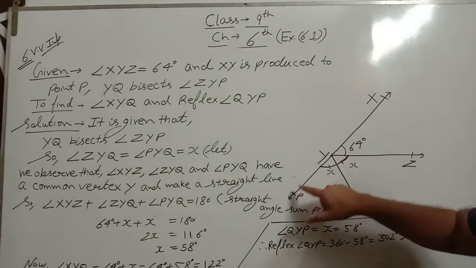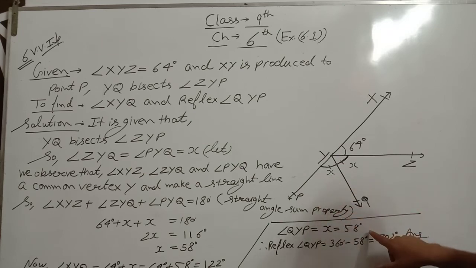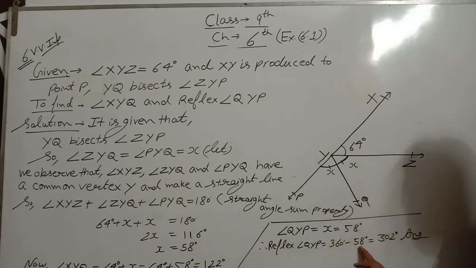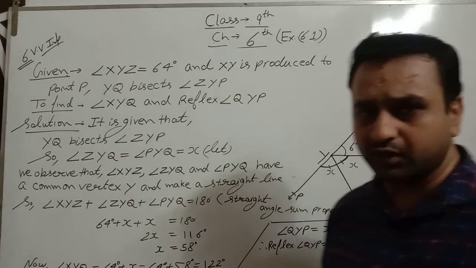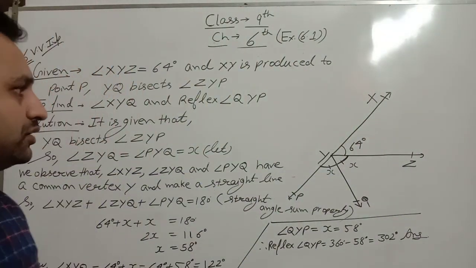We have to calculate reflex angle QYP. Angle QYP is x, it means 58 degrees. And remember, to find out a reflex angle, we subtract the angle from 360 degrees. The answer is 302 degrees. It's the answer, this and this. I hope you understand. Okay, thank you.